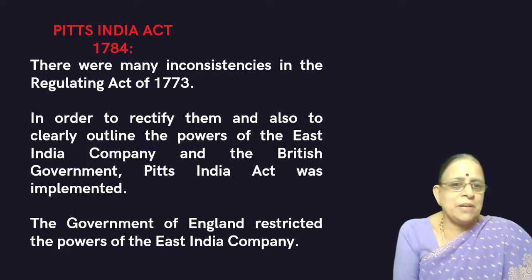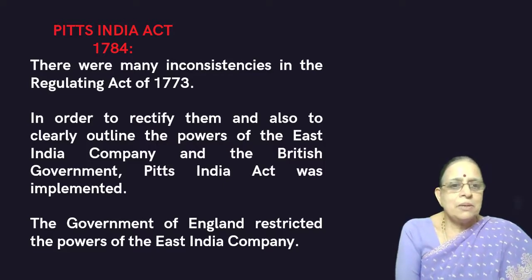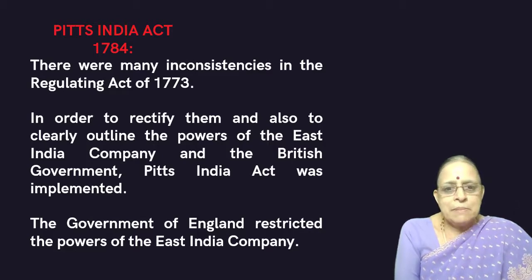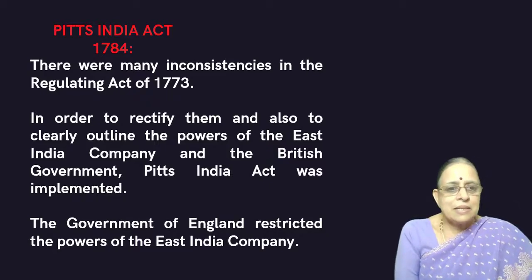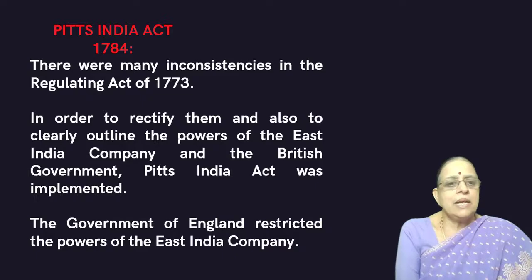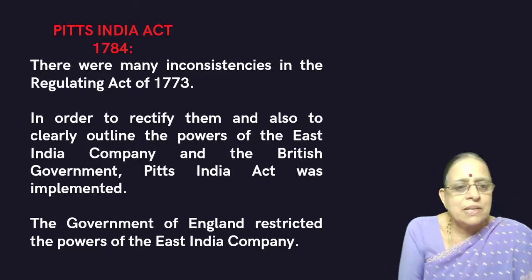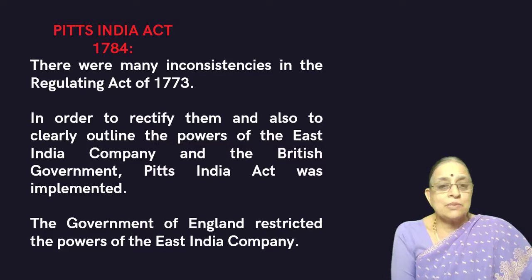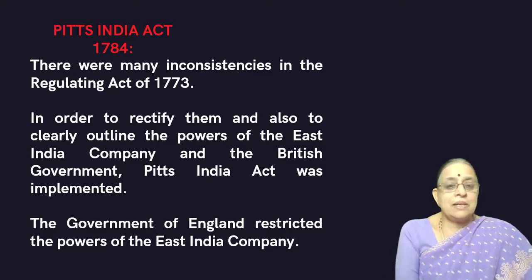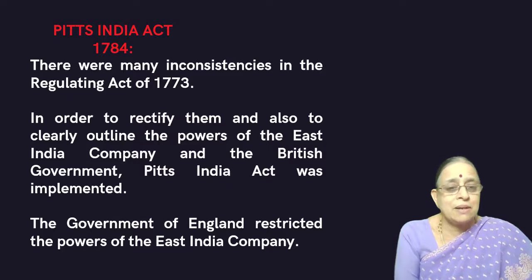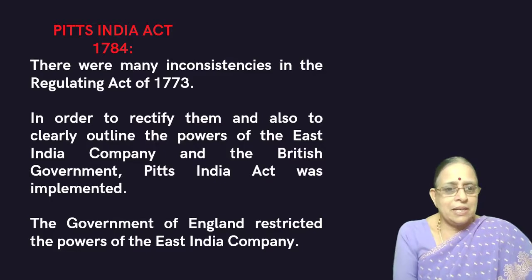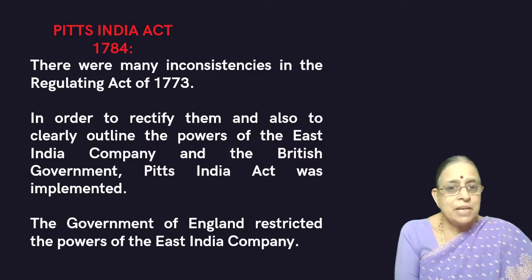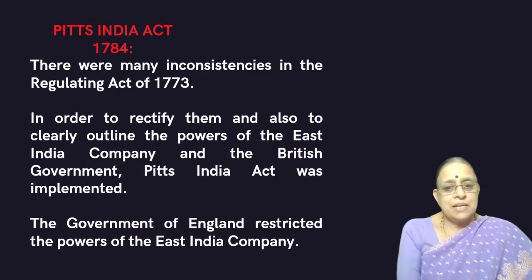In order to rectify them, in order to set them right and also to clearly outline the powers of the East India Company, outline means mention the powers of the East India Company and the British government, Pitt's India Act was implemented. Now the British government is also interfering. There is the Governor General, there are East India Company officials, directors, they are all involved in the administration. So this act wanted to put a correct line on what were the authorities of each and every administrative person. The government of England restricted the powers of the East India Company.